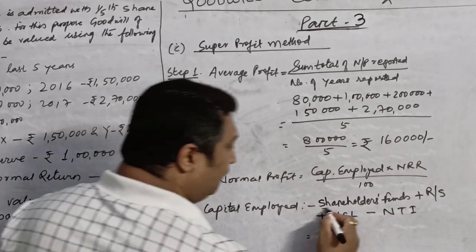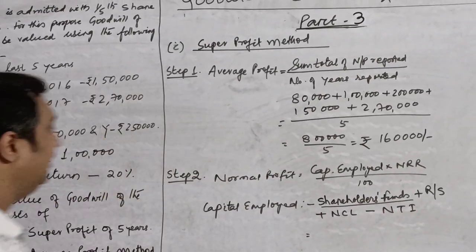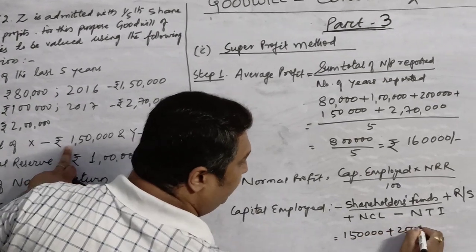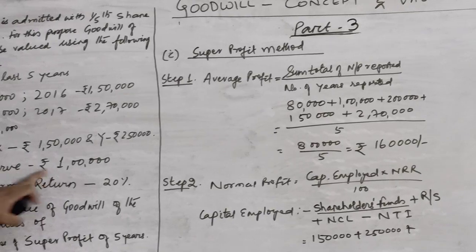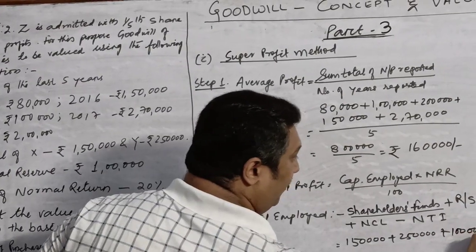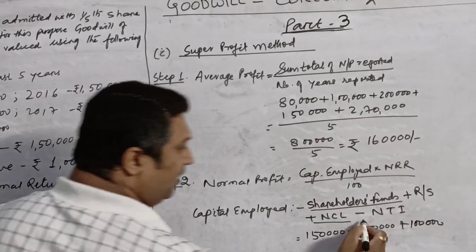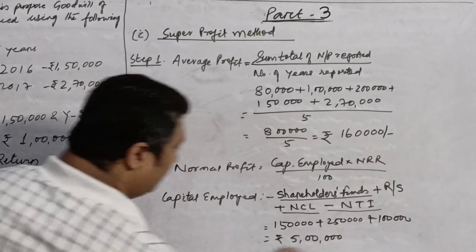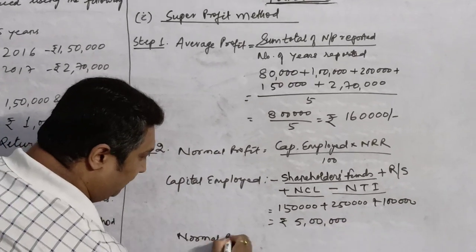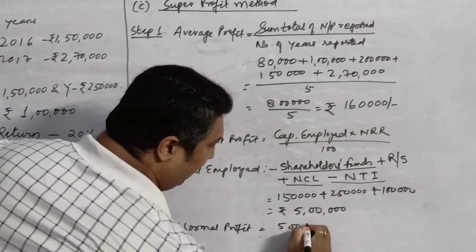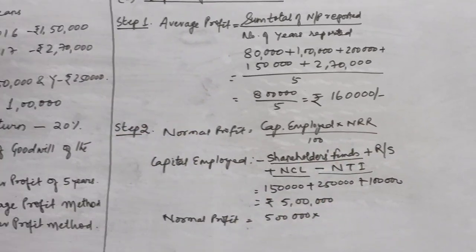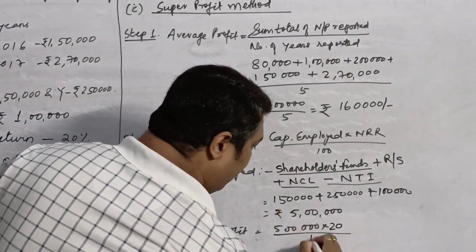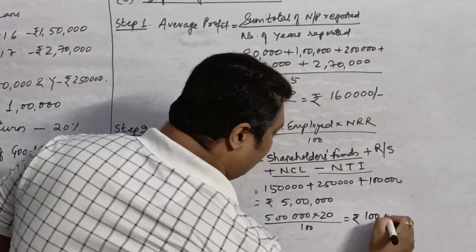So in this question, for the shareholders funds, children, we will add the capital of both the partners, which is rupees 1,50,000 plus 2,50,000 plus reserves is rupees 1 lakh. We don't have any non-current liabilities provided. We are not provided with non-trade investment also. So our capital employed will be rupees 5 lakhs. So our normal profit now we will be able to calculate. Normal profit is equal to 5 lakhs into normal rate of return, which was mentioned in the question as 20%. So 20 by 100 is equal to rupees 1 lakh.